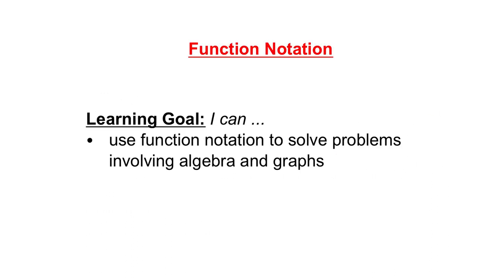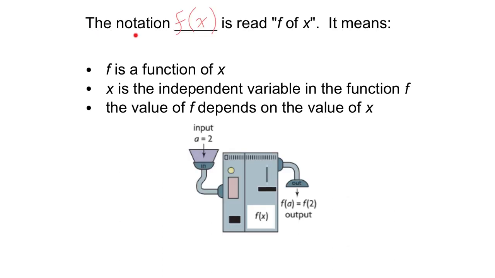We've been talking about functions and what a function is, and now we're going to talk about function notation. So we're going to look at how do we represent a function mathematically. So we're going to use function notation to solve problems involving algebra and graphs. First off, the notation f and then x in brackets is read as f of x. It means f is a function of x. X is the independent variable in the function f. The value of f depends on the value of x. It means all those things.